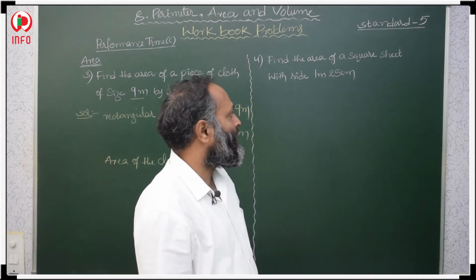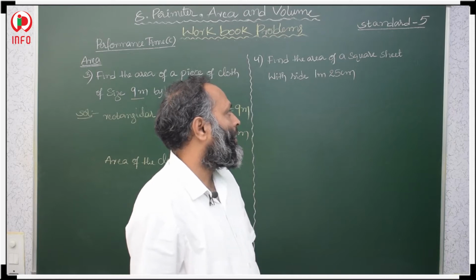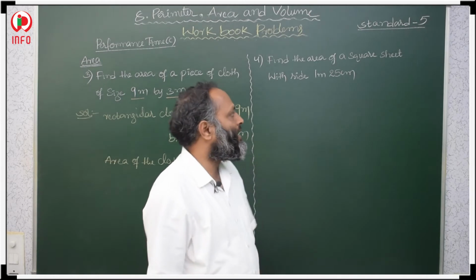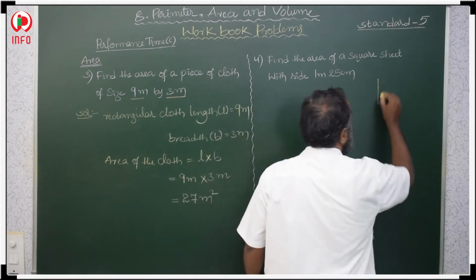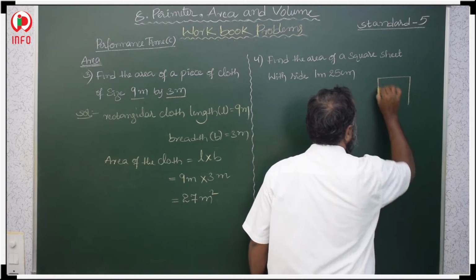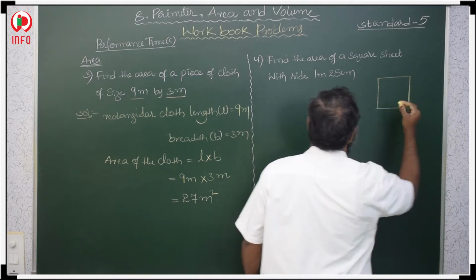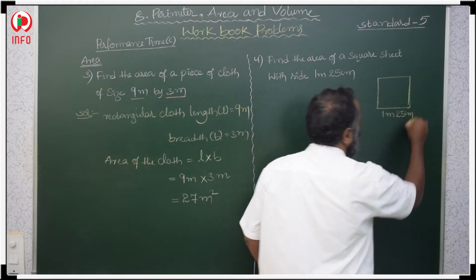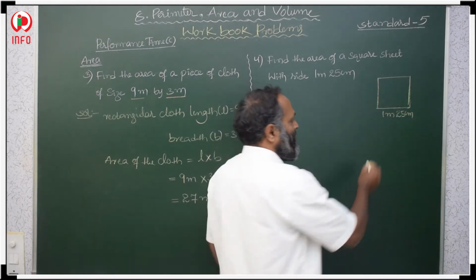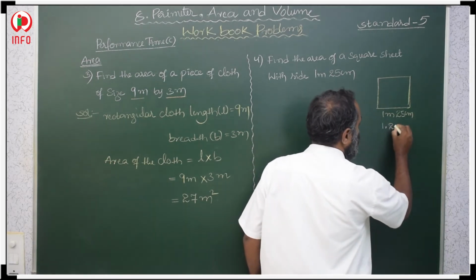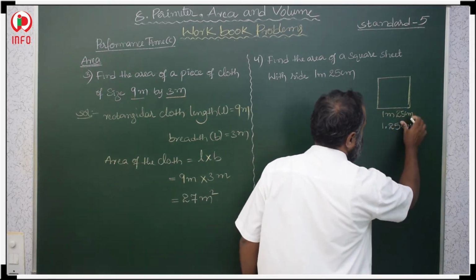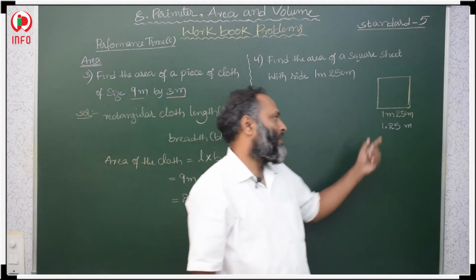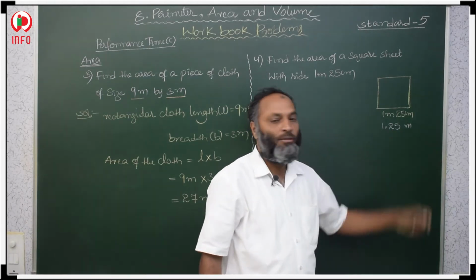Then after that, find the area of a square sheet of side 1 meter 25 centimeters. This is a square sheet, and its side is given, that is 1 meter 25 centimeters. 1 meter 25 centimeters means 1.25 meters. So first we have to write it in meters. 1 meter and 25 centimeters, so we convert it into 1.25 meters.